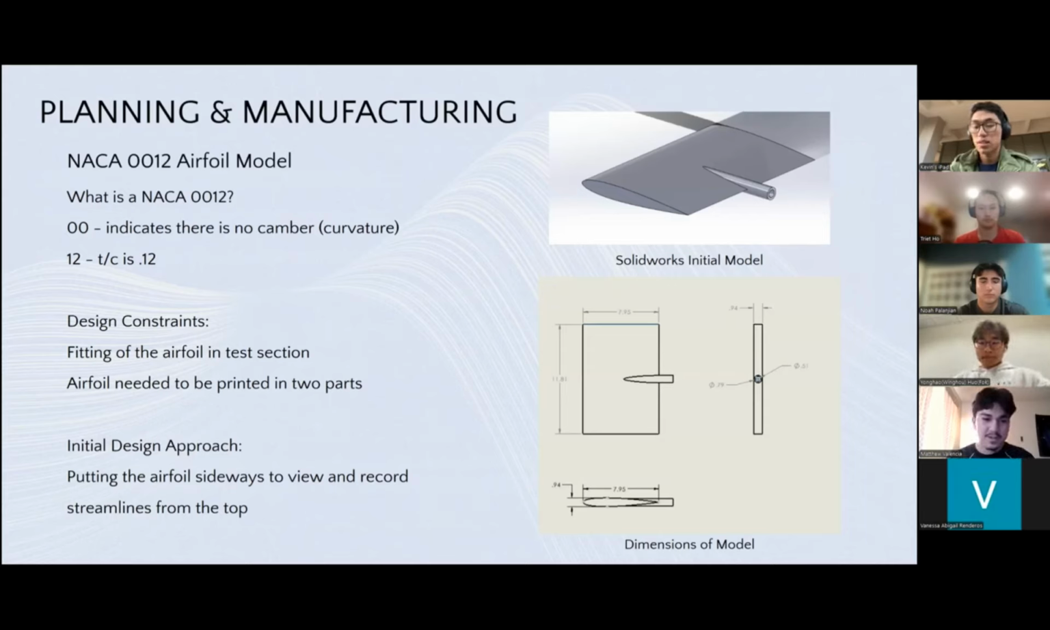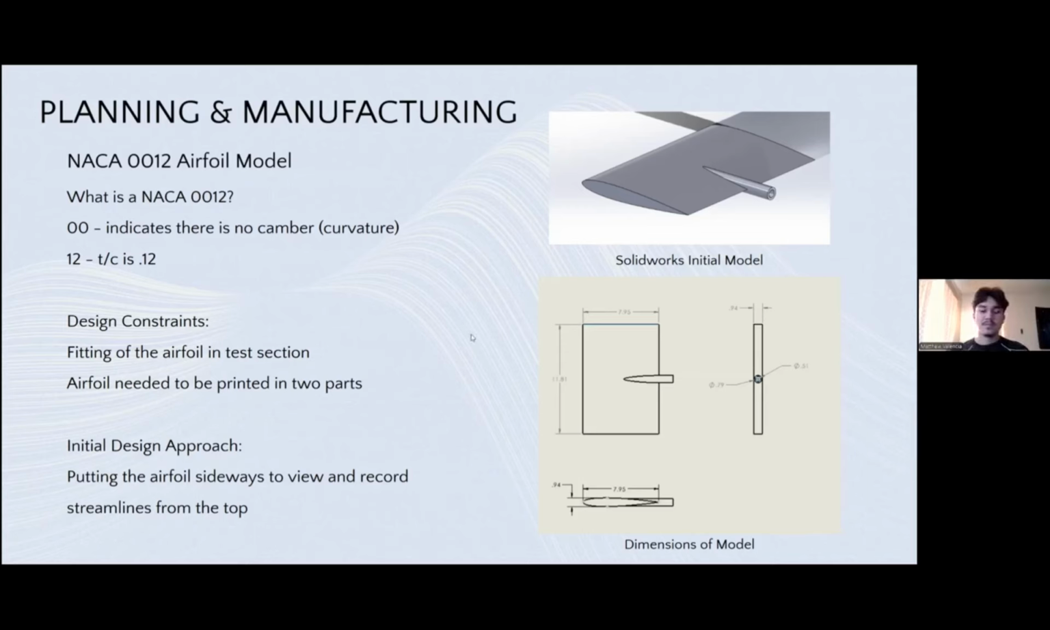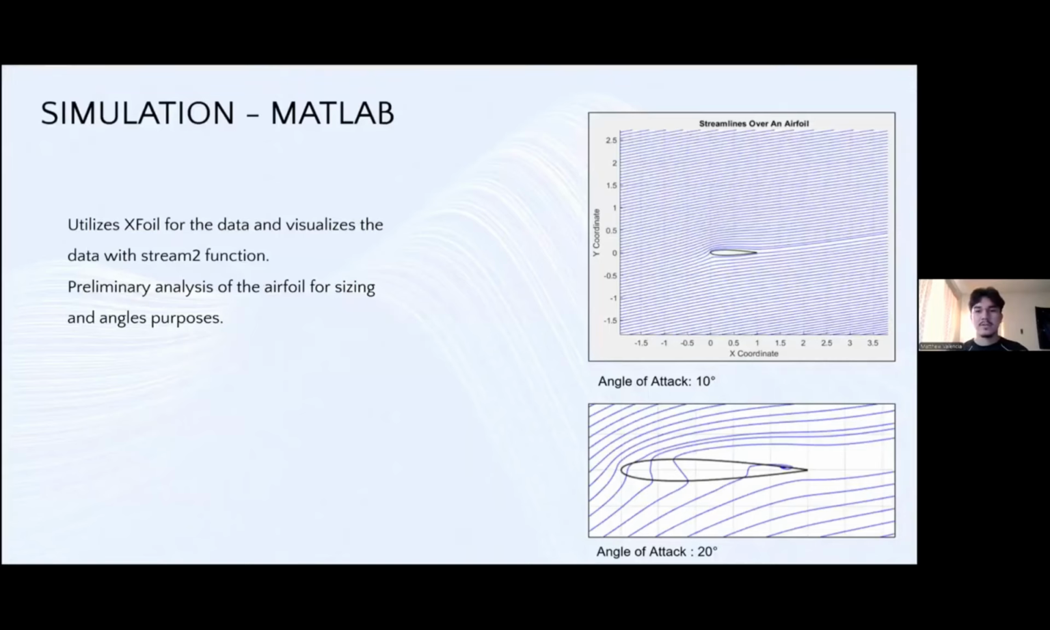Another constraint was that the airfoil needed to be printed in 2 parts due to the size of the 3D printer. An initial design approach we considered was putting the airfoil sideways to view and record streamlines from the top, but this ended up not working because we would not have been able to change the angles of attack. Next, I will hand it off to Josue for the simulation.